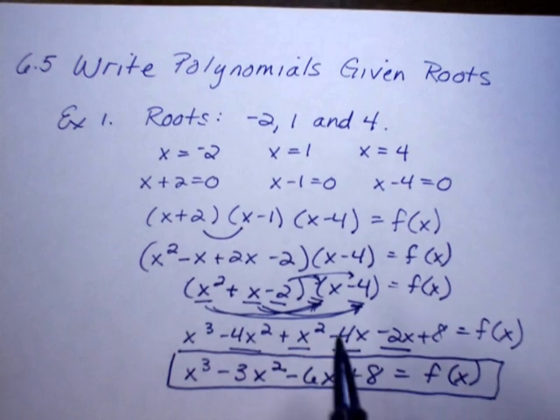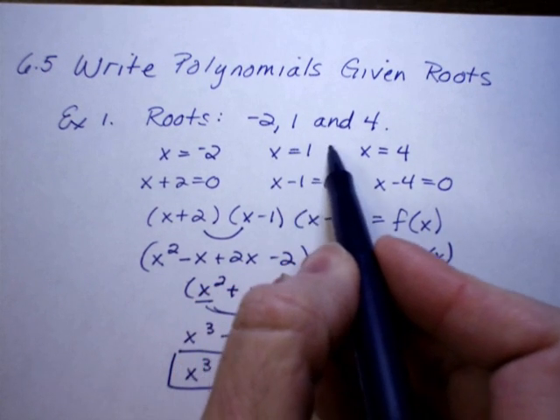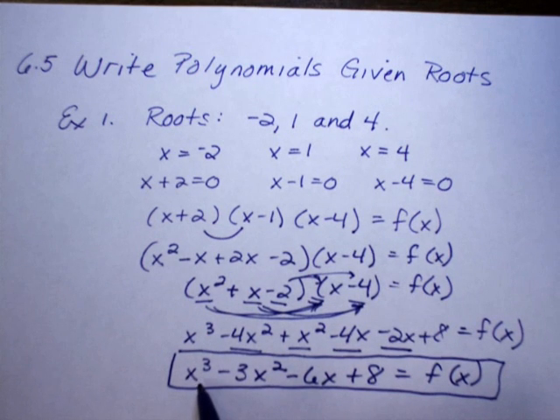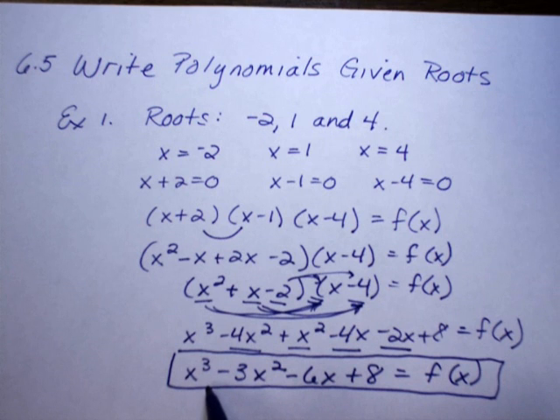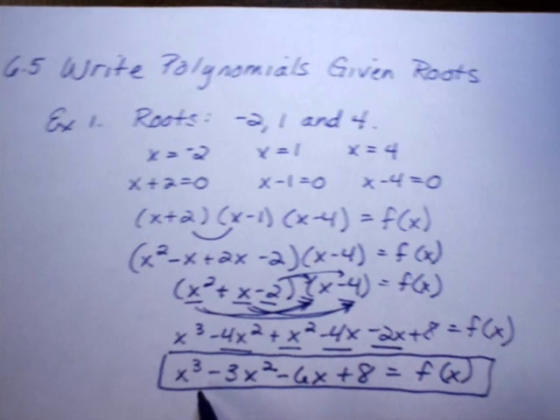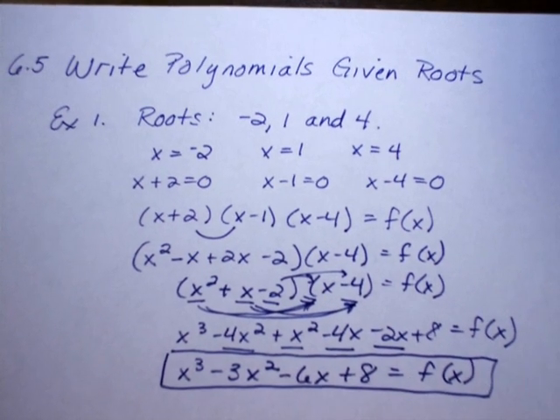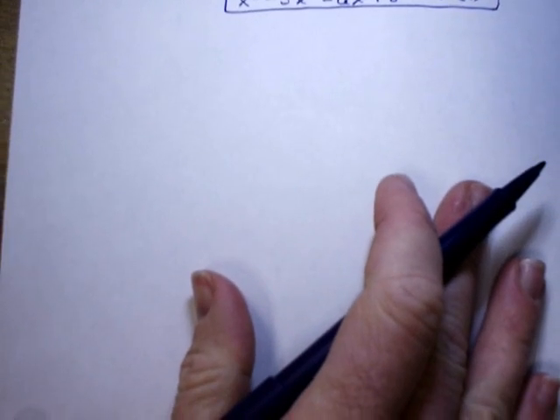Okay, and just notice that we started with 3 roots, -2, 1, and 4, and we ended with an x cubed. So whatever you start with, that is a clue as to what the degree of your polynomial should be. It's a good checking point for you. Okay, let's do another example.